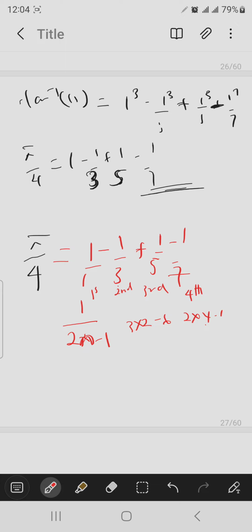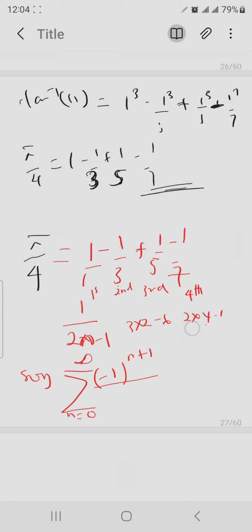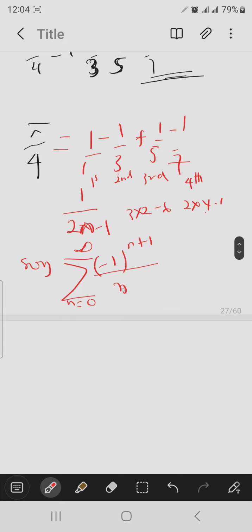I hope you understand this. So we want to derive a formula for it. So it means that the summation is going to be, in bracket, n equals 0, minus 1 all raised to n plus 1 all over 2n minus 1. That's what it means. Or you have minus 1 all raised to n over 2n plus 1, since I remove this plus 1 here, I put it here.